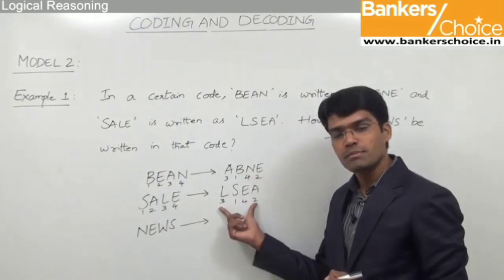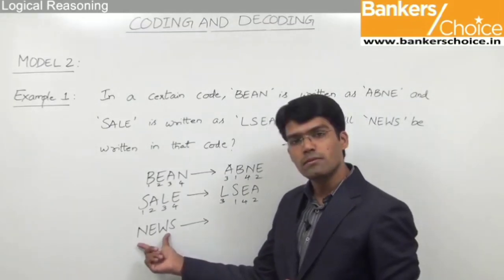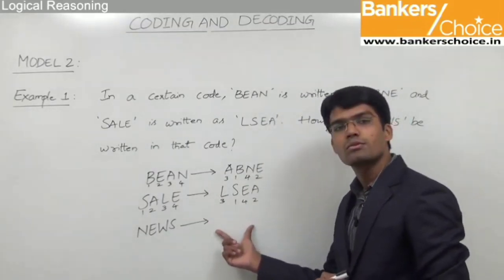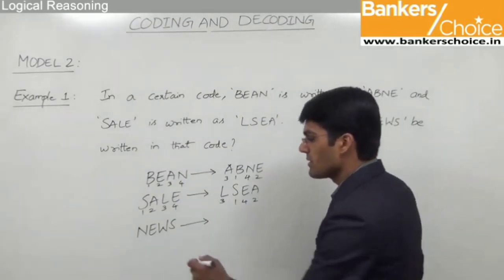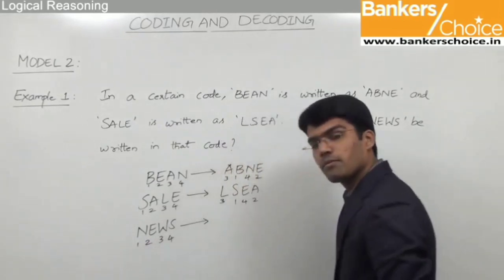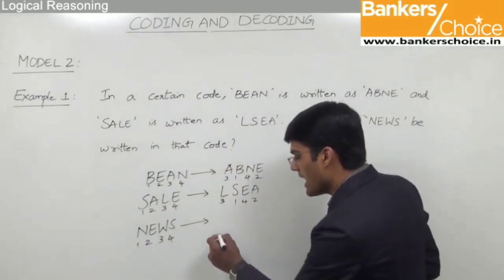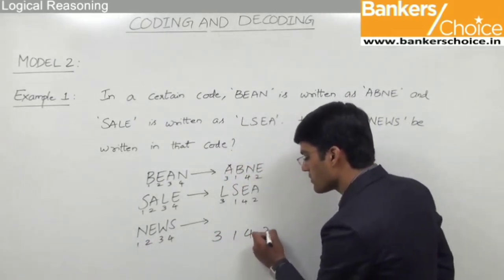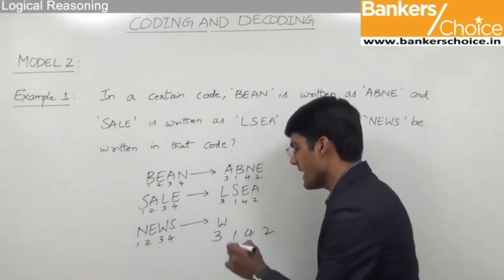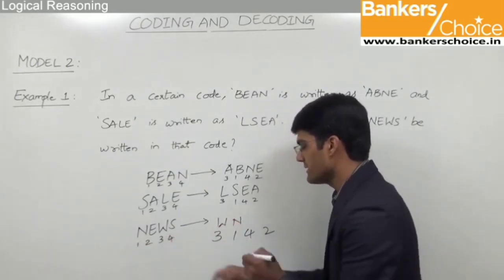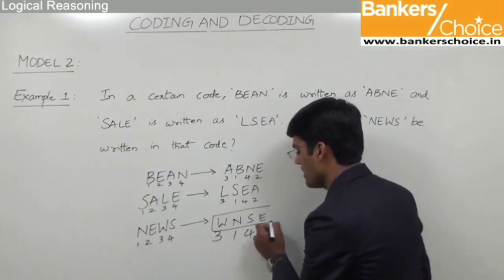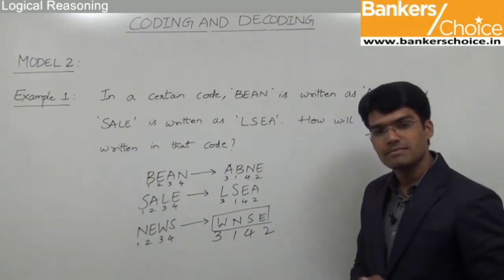3, 1, 4, 2. That means we just need to give 1, 2, 3, 4 as the positions to these four letters and take the positions 3, 1, 4, 2 on the other side. So the first letter is N, second letter is E, third letter is W, and the fourth letter is S. And as we know that the order should be 3, 1, 4, 2. The third letter here is W, first letter is N, fourth letter is S, and the second letter is E. So the answer should be WNSE.